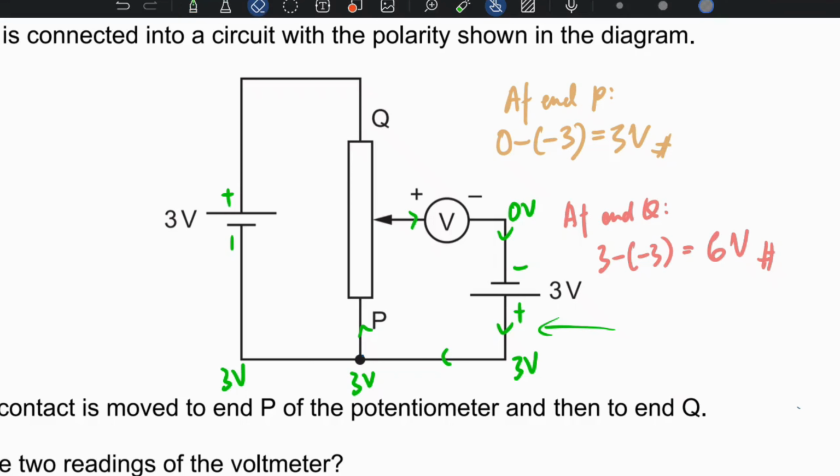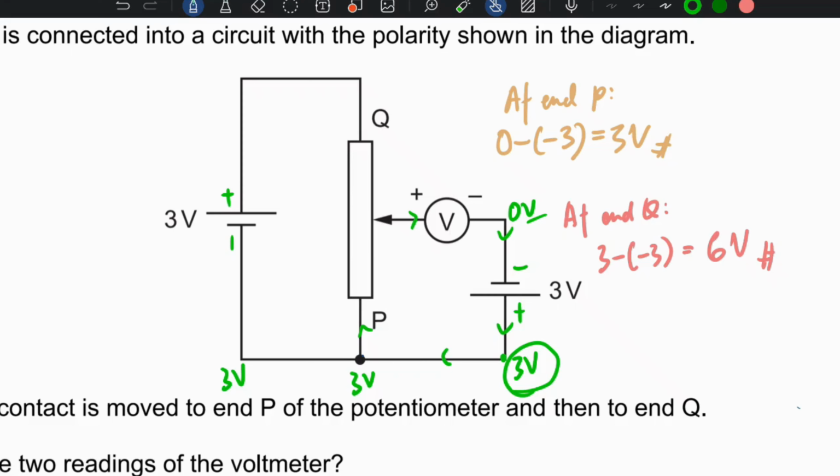That's it. Because we started from the positive terminal, because conventional current moved from positive to negative. So this point here would of course be 3 volts, and anything in the same line of wire will be 3 volts as well. Then you go one complete circuit, you're back to square one, 0 volts. Okay.